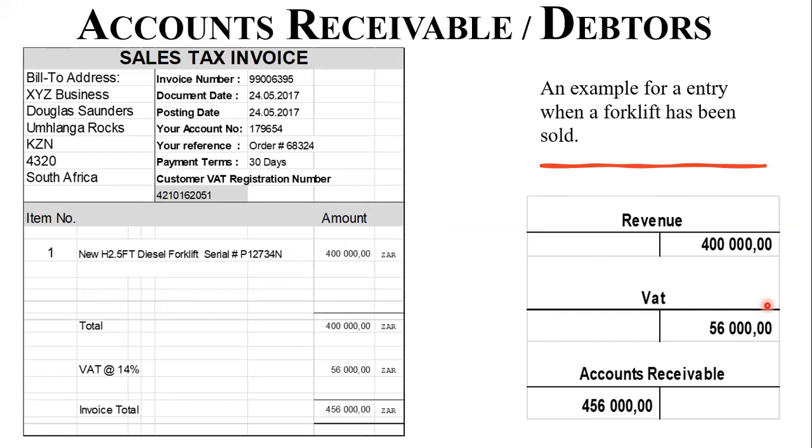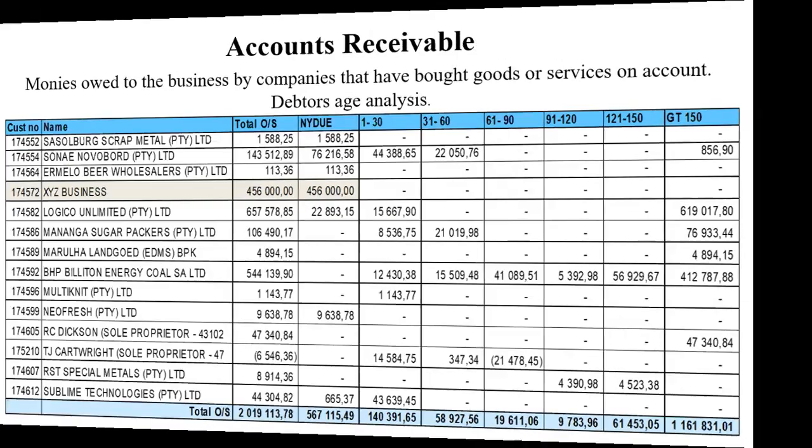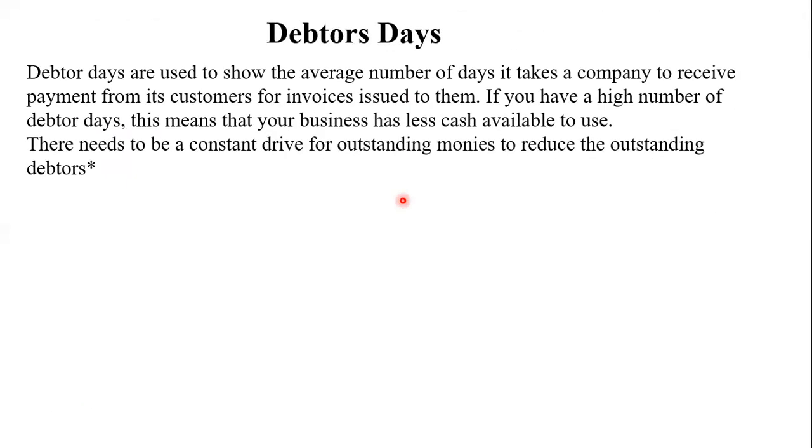Okay, and here we have the accounts receivable side, where we have a forklift that has been sold. The revenue goes to the revenue, VAT and accounts payable, and it sits on the Debtors Age Analysis until it's paid. Debtors Days. These are monitored very closely by management because having cash tied up in these two areas can cripple a company.